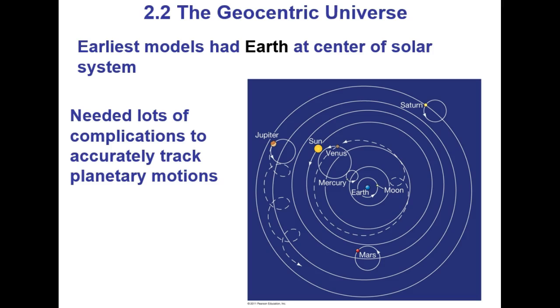The geocentric universe earliest models had Earth at the center of the solar system. The geocentric universe needed lots of complications to accurately track planetary motions.